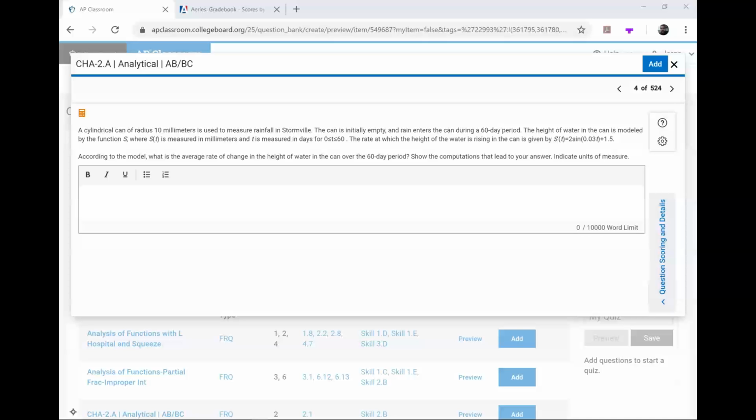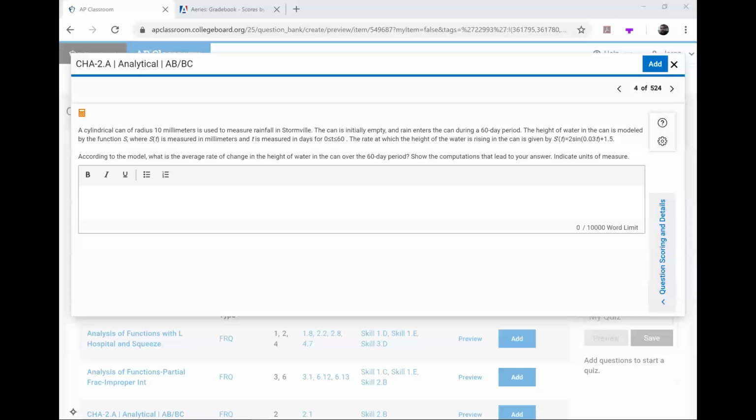But here's what I want you to notice. On the very right side, it says questions and scoring details. They're telling us a cylindrical can of radius 10 millimeters is used to measure rainfall in Stormville. The can is initially empty and rain enters the can during a 60-day period, so from 0 to 60 days. The height of the water in the can is modeled by the function S, where S of t is measured in millimeters and t is measured in days from 0 to 60. The rate at which the height of the water is rising in the can is given by S prime of t, I think.